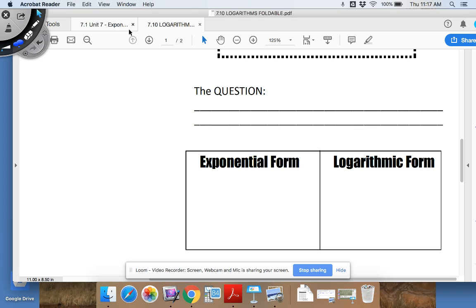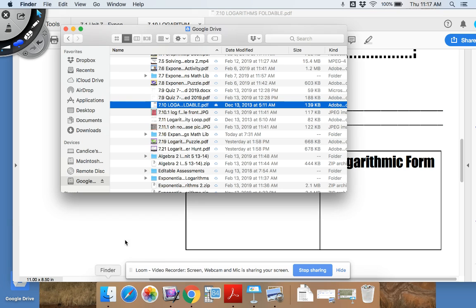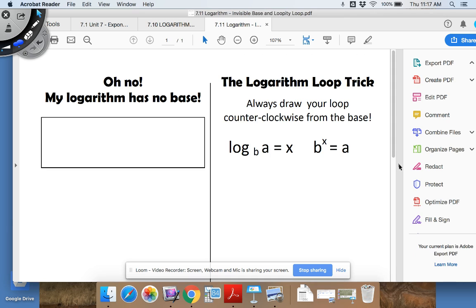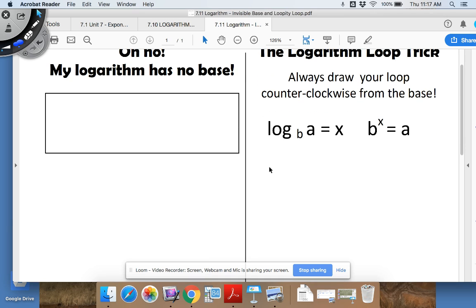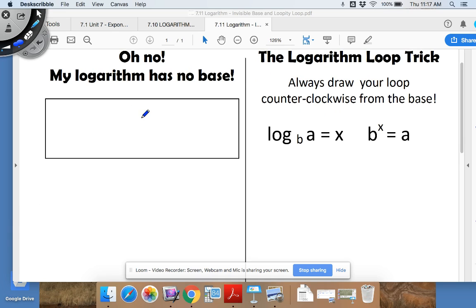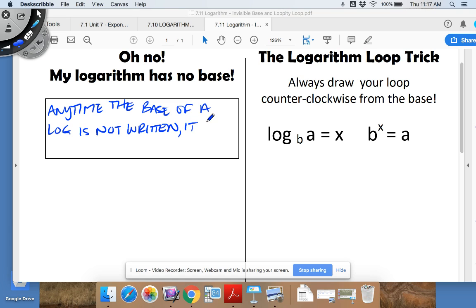So on the inside of that foldable, I think I just closed it actually. Time out. You have this loop-de-loop. And oh no, my logarithm has no base. So we're going to just say anytime the base of a log is not written, it is assumed to be the number 10.